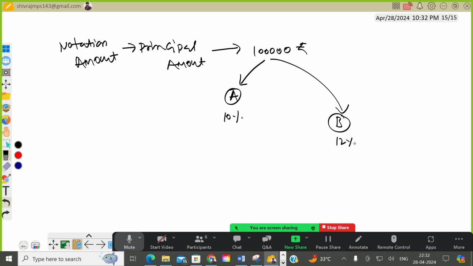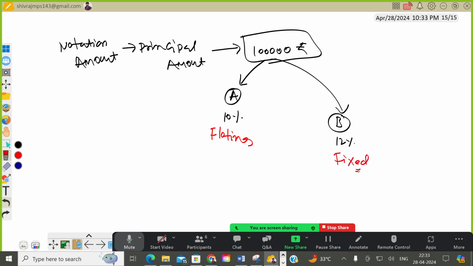Right. So both counterparts are paying 10% and 12%. The notional amount, you can consider that amount as a base amount. Let's say it's a loan amount. So both counterparties have a loan of 1 lakh. And now A is paying, let's say, floating interest payment, and B is paying fixed one.